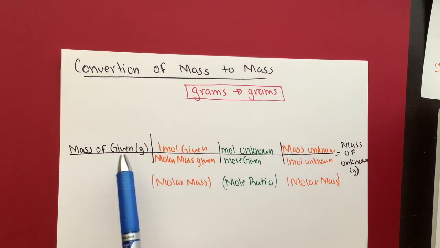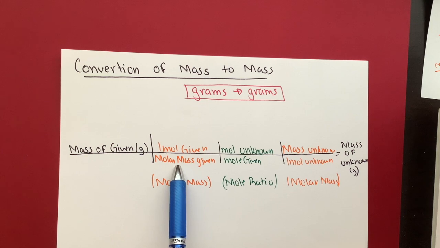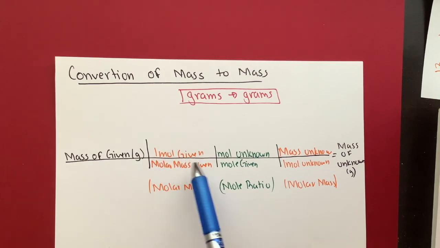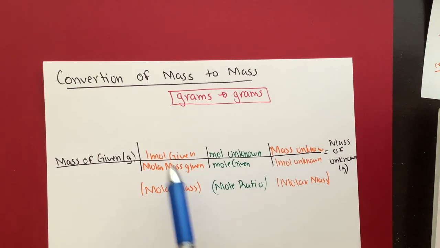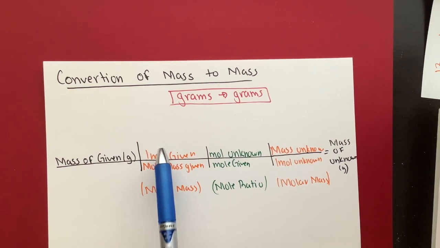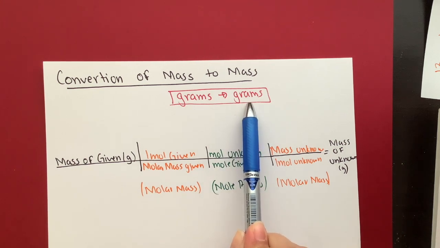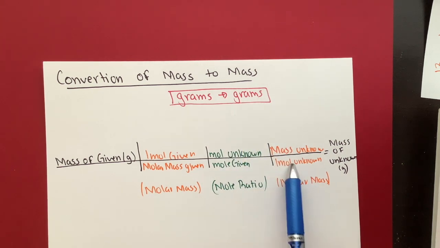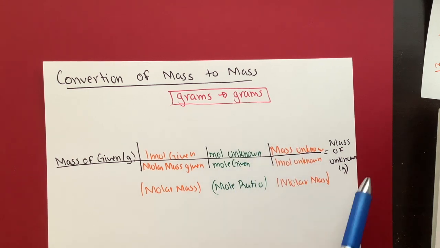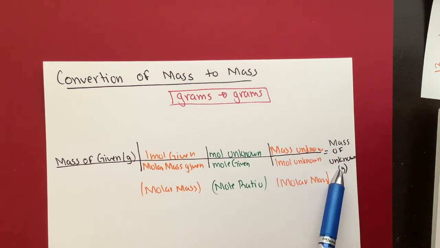So the first thing that I'm going to do is use the molar mass of the given, divide by it, so the grams of the given get canceled out, and I'm left in moles of given. Then, once I'm in moles, I'm going to use my mole ratio, moles of given to moles of unknown. Then my final step, since they're going to be asking for grams, is to use the molar mass of the unknown. In this case, I'm going to be multiplying by it because I'm going to have moles in the top, I want moles in the bottom, so they cancel out, mass in the top. That gives me my answer of my unknown in grams.